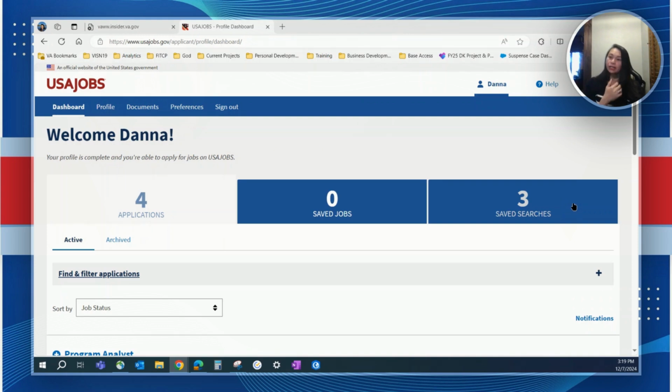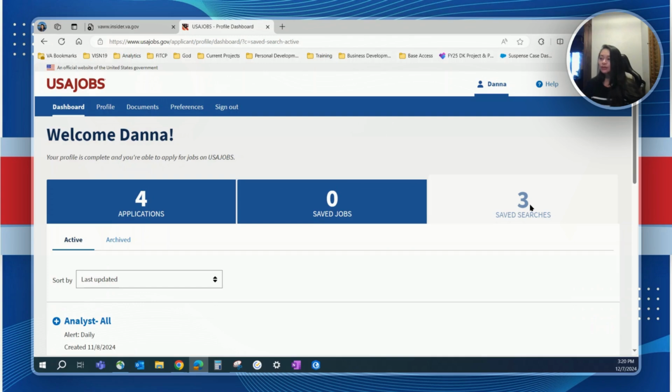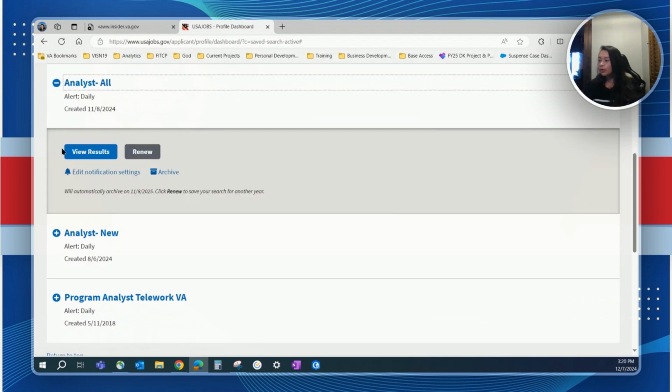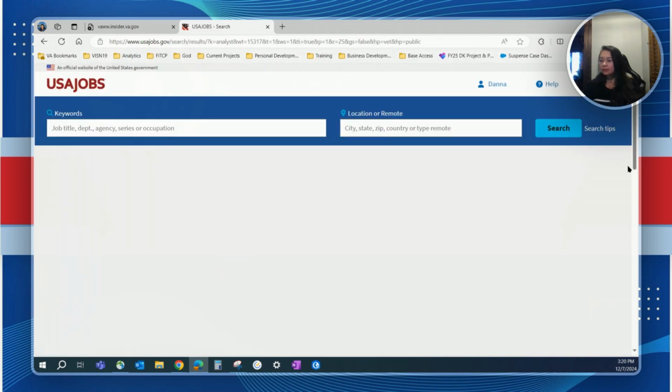I know I went over that in a video before, but the profile process is super simple. Just follow the instructions. I went over the different parts of your profile and why it's important. So today we're going to go over saved searches, so that way you can see what the application process looks like. I'm going to go view results and see what's out there.